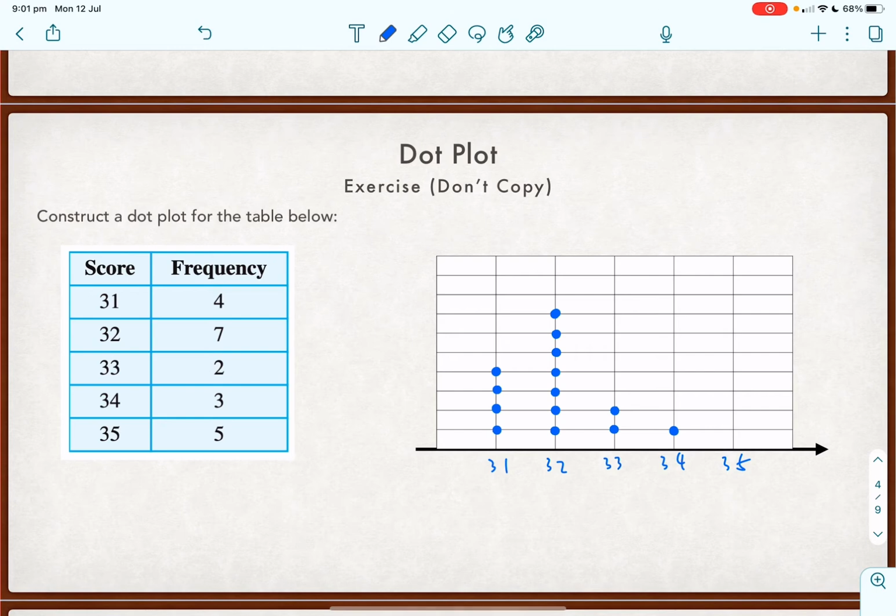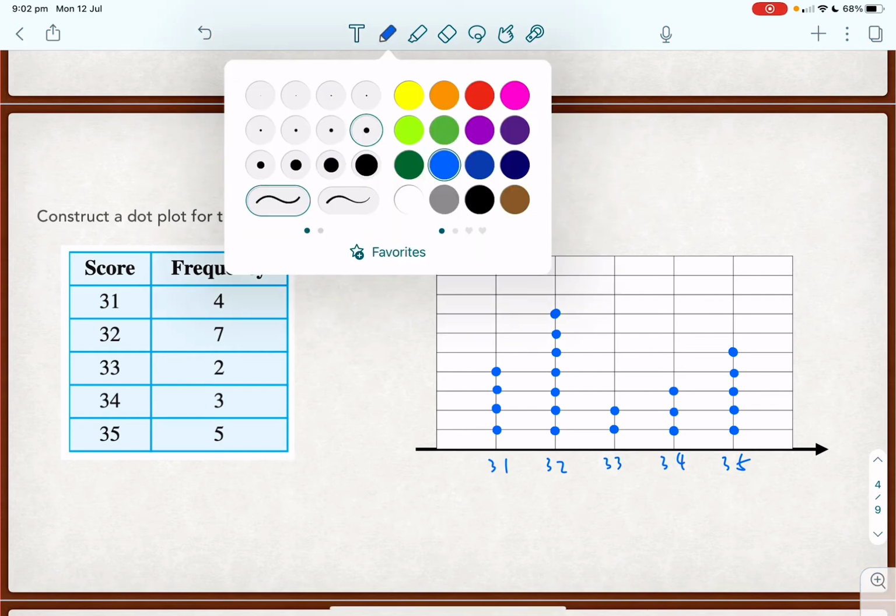34 is 3. 1, 2, 3. 35 is 5. 1, 2, 3, 4, 5. If you got a dot product like that, you're doing pretty good. Okay. I think I'm going to start using blue stuff.